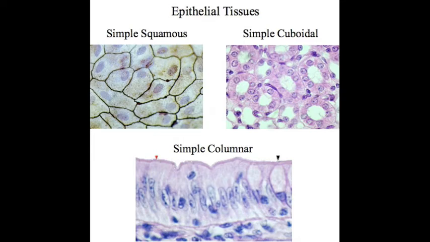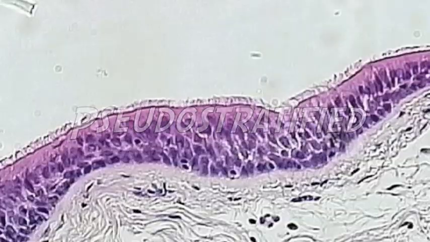Simple cuboidal epithelial cells are a single layer of cube-like cells with large spherical central nuclei. They function in secretion and absorption and are present in the kidneys, small glands such as the thyroid, and the ovary surface. Simple columnar epithelial cells are a single layer of tall cells with oval nuclei. Many contain cilia. They function in absorption and secretion. Non-ciliated line the digestive tract and gallbladder, and ciliated line small bronchi, uterine tubes, and some regions of the uterus.